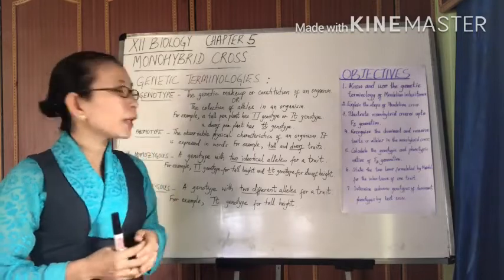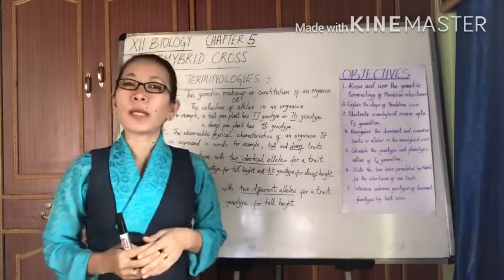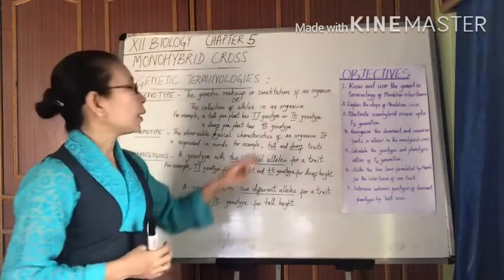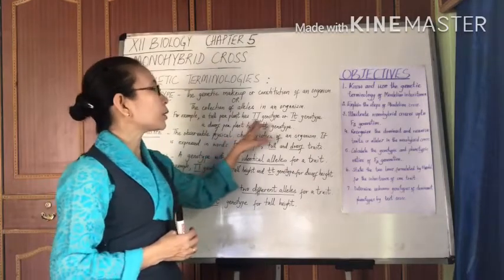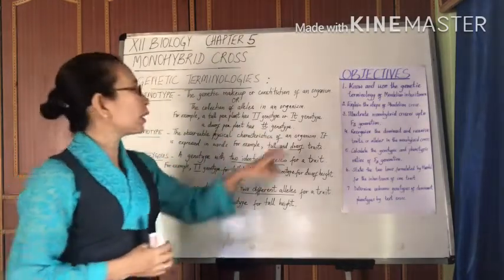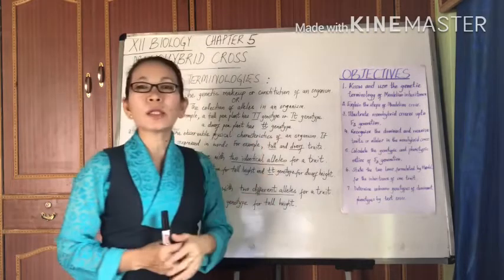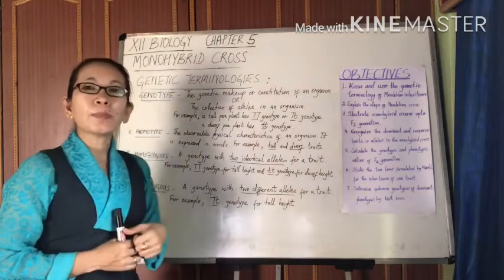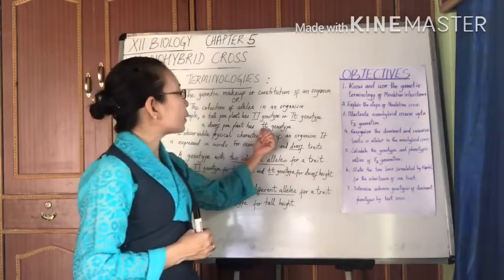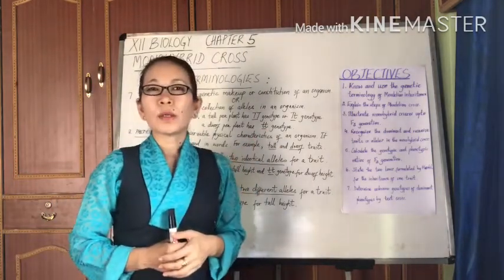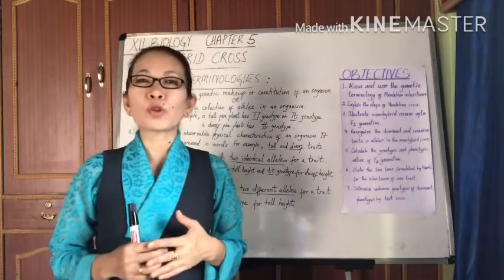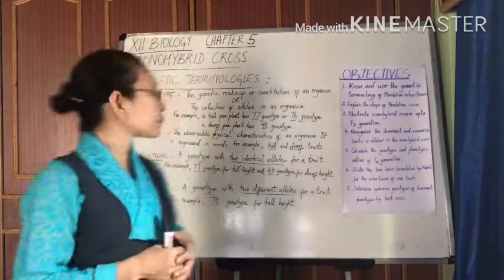For example, if we consider the stem height trait in pea plants, the tall height is denoted by a genotype which can be capital T capital T, or it can be a capital T small t genotype. Whereas the dwarf height trait of the pea plant is denoted by small t small t genotype. So you can observe here that a genotype is composed of two alleles.